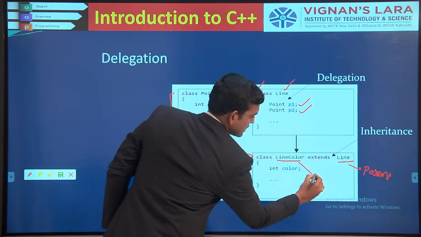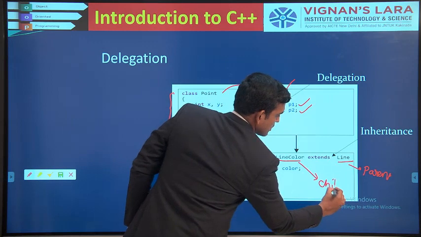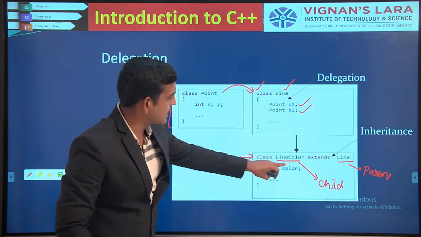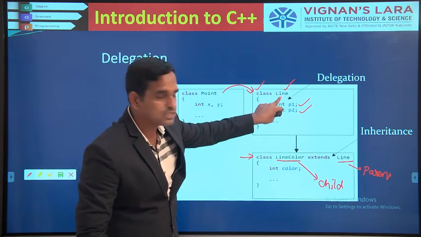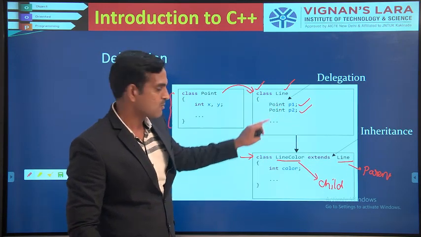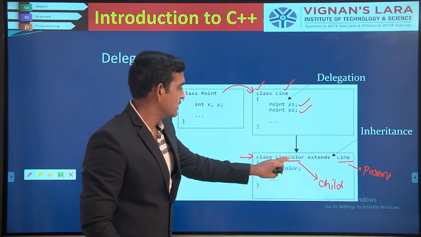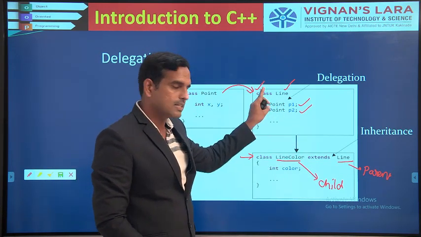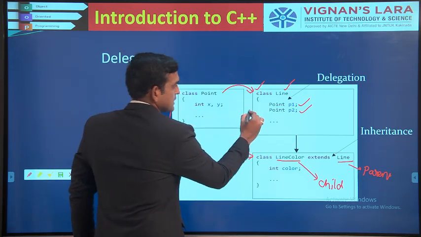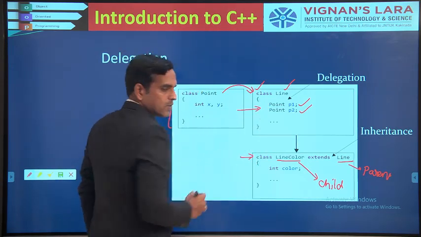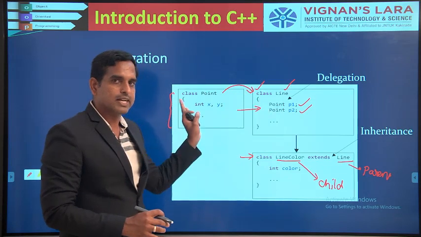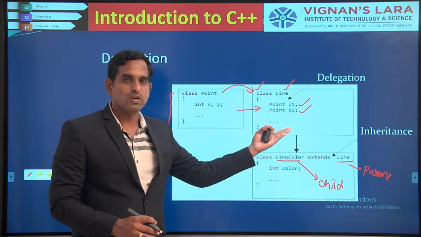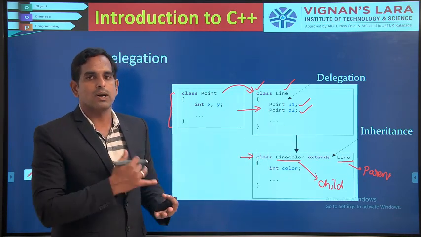Okay, this is your child class. In the child class, we are extending the particular parent class. So this is inheritance, where the child class is extending a parent class. This part is delegation, where you are using the objects of another class in the particular class. Okay, so there are two ways to combine classes.